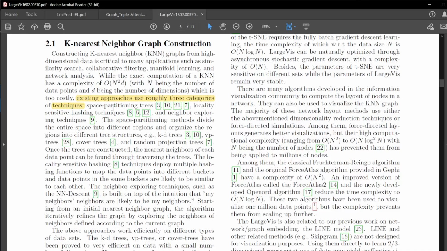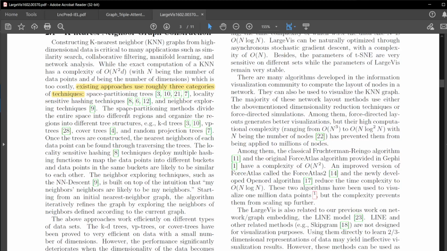The space partitioning methods divide the entire space into different regions and organize the regions into different tree structures, for example, KD trees [3, 10], VP trees [28], cover trees [4], and random projection trees [7]. Once the trees are constructed, the nearest neighbors of each data point can be found through traversing the trees. The locality-sensitive hashing [8] techniques deploy multiple hashing functions to map the data points into different buckets, and data points in the same buckets are likely to be similar to each other.